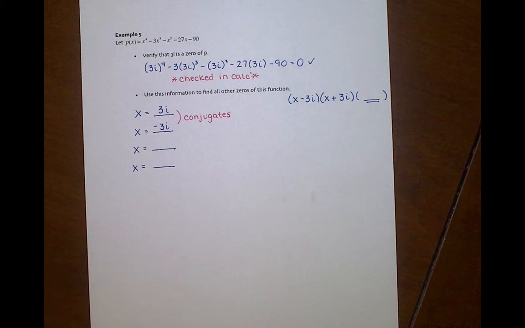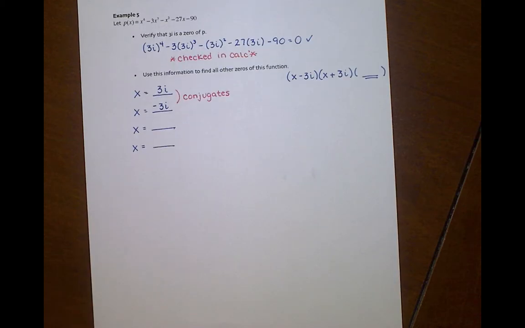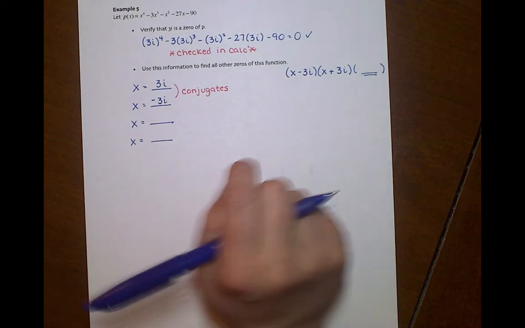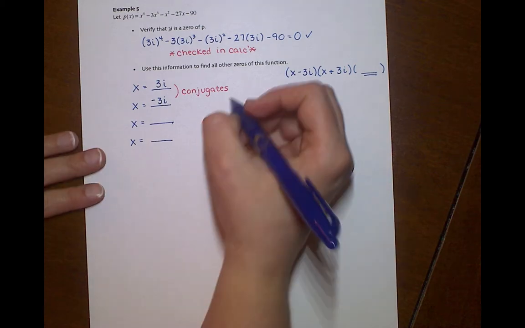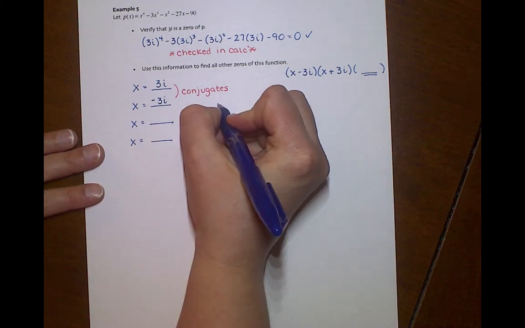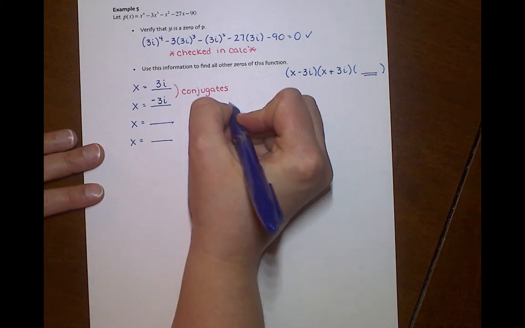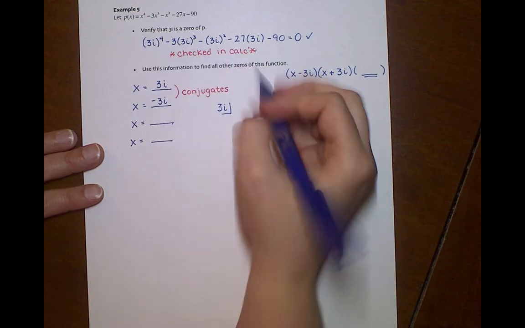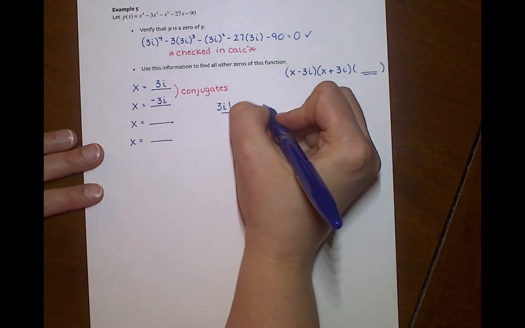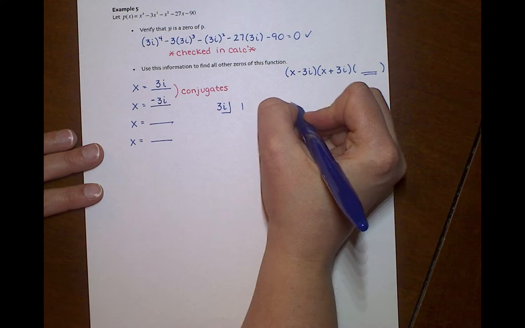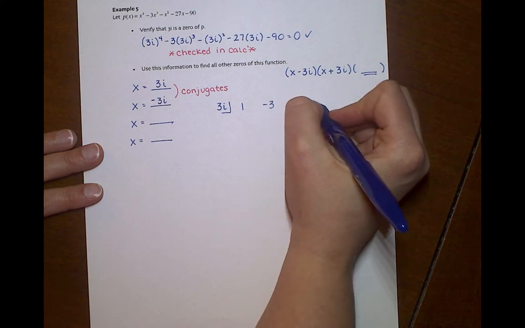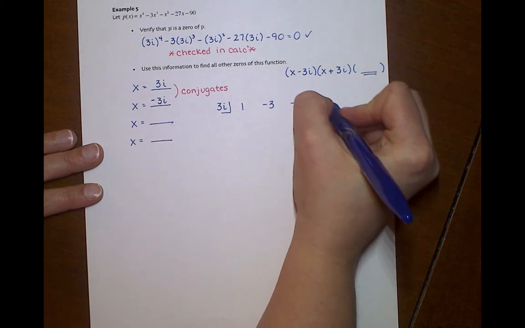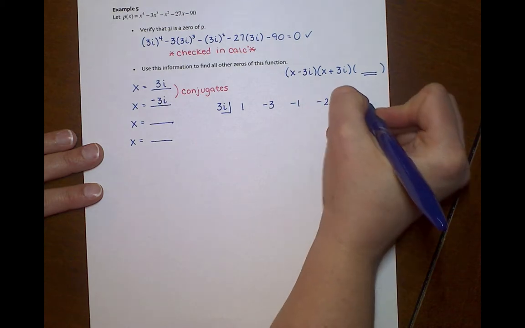Now, synthetic division with imaginary numbers can get messy, but as long as you're careful about it, it will work. Okay, so I'm going to divide out these two factors using synthetic division. I'm going to start with 3i as my root, and my coefficients are 1, negative 3, negative 1, negative 27, and negative 90.